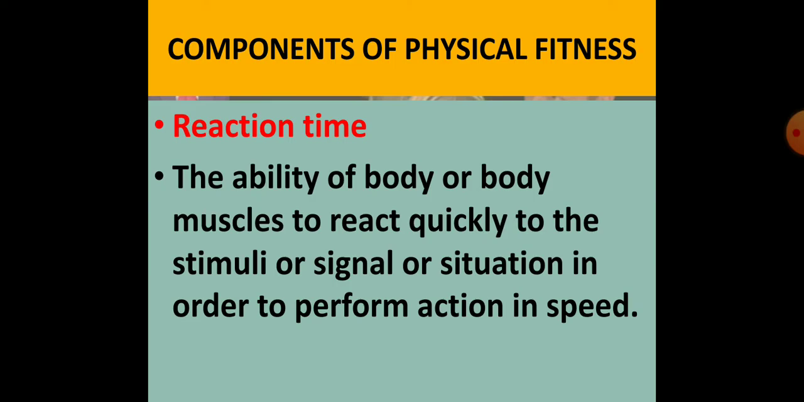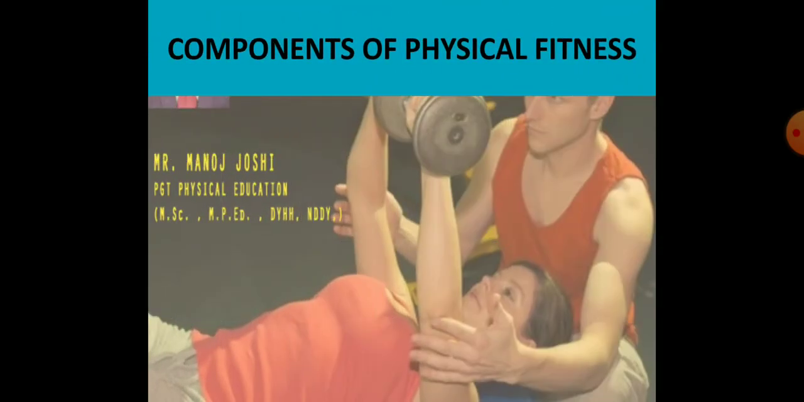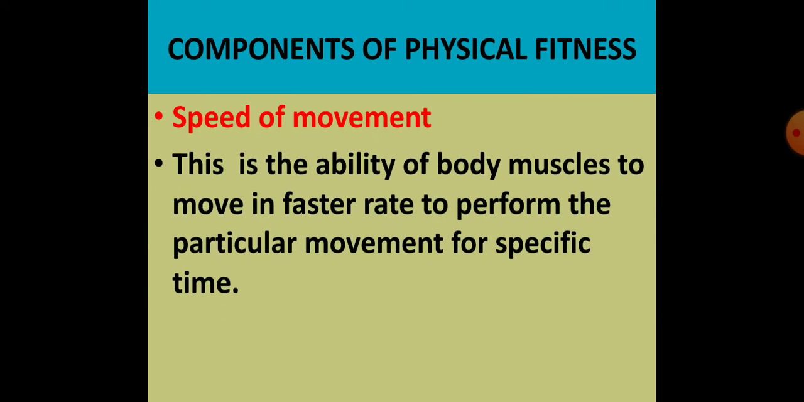Second is speed of movement. This is the ability of the body muscles to move at a faster rate to perform a particular movement for a specific time. Speed of movement is also known as how we are starting initially. This is also known as the initial velocity or initial motion we are giving to the body or to the work, whatever we are doing.